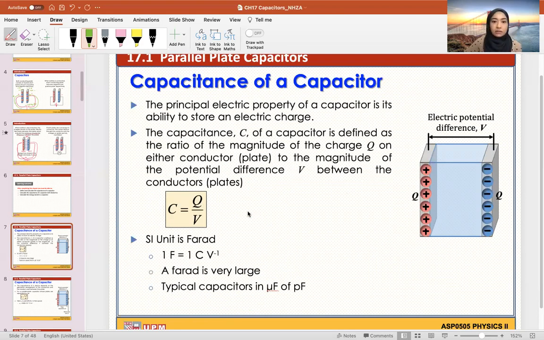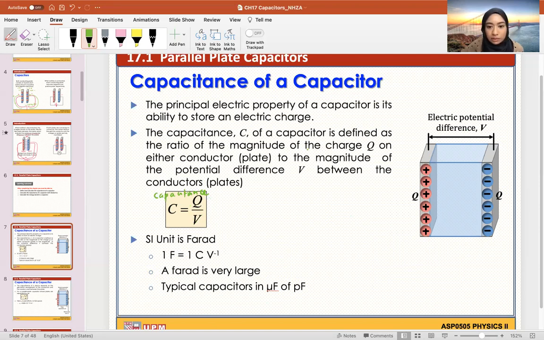Okay, so capacitance of a capacitor. We talked about how to induce the delta V between the plates, the electric potential difference. Here they just label it as V because the delta V does not change unless you change the distance, so we are assuming it's just V, but actually it is delta V, the difference. And then we have this equation: C is capacitance, and capacitance is Q over V.